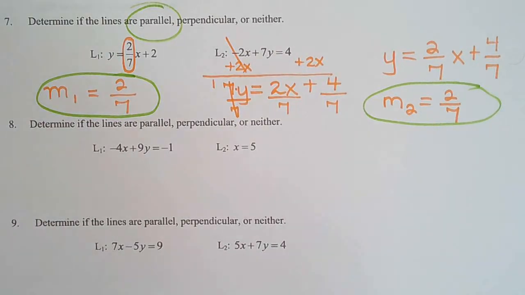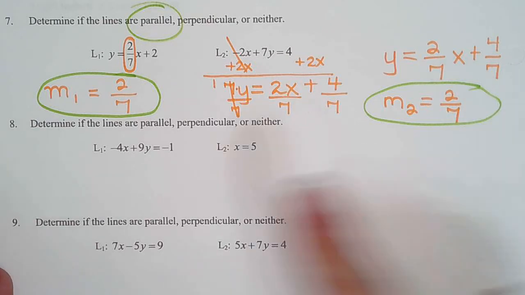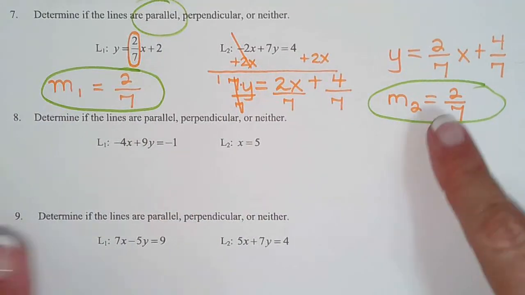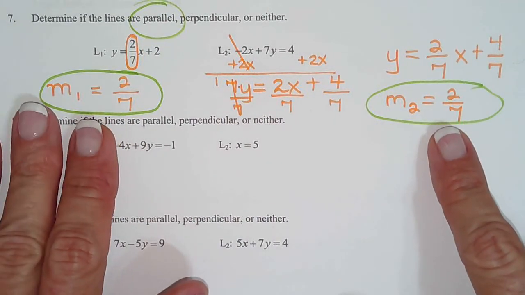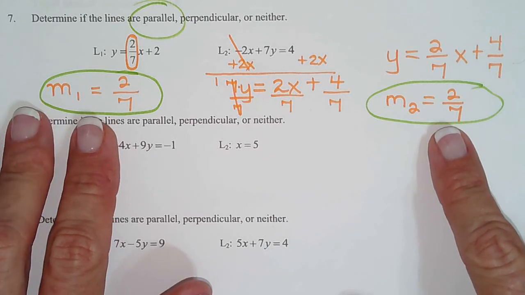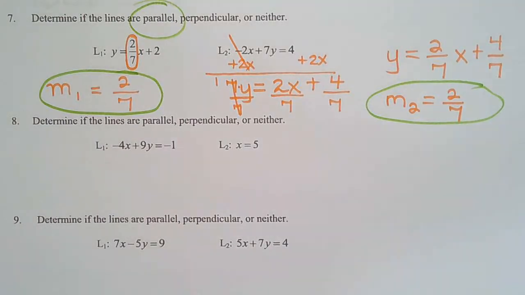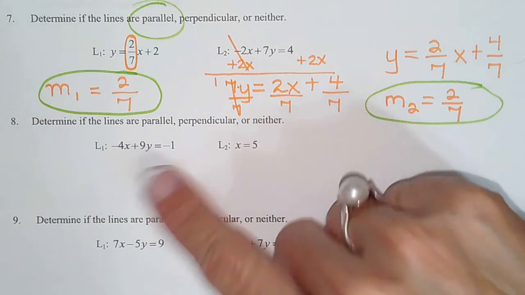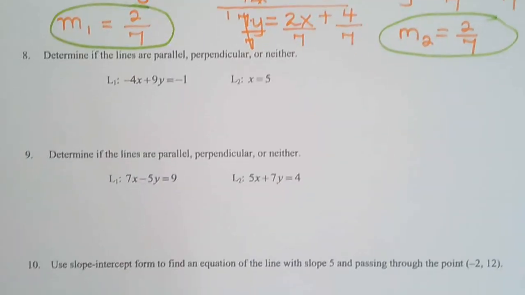So the answer to number 7 on page 13 of section 2.3 will be parallel, because just as we showed at the end of the last video, the two slopes are the same. If the two slopes are the same, the lines are parallel. So now would be a good time. Well, actually, 8's a little tricky. Let's do 8 together, and then you can try 9. How about that?